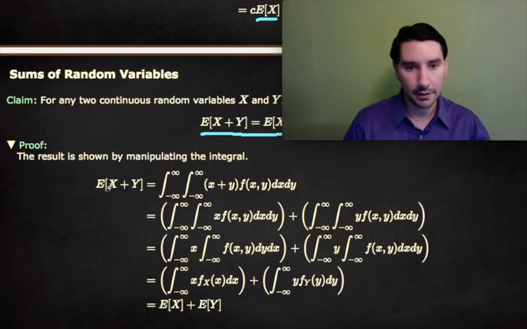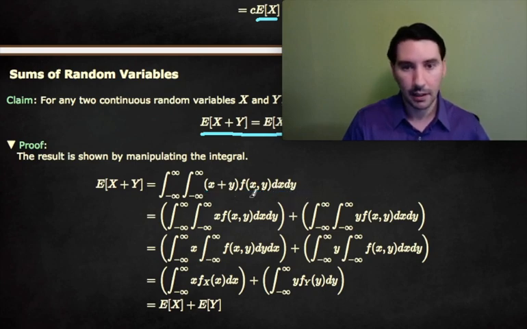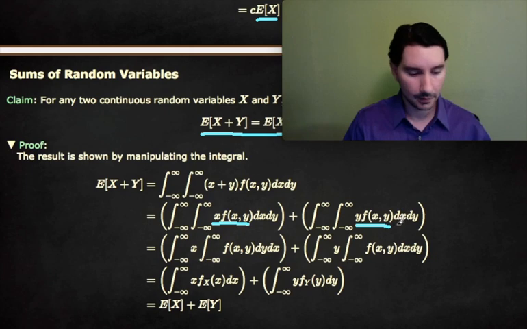And to show this, the expected value of x plus y, we use the joint PDF. So this would be the integral from negative infinity to infinity of the integral from negative infinity to infinity of the value of x plus y, f of x, y, dx dy, where f of x, y is the joint distribution. And distributing, we get x f of x, y and y f of x, y dx dy.